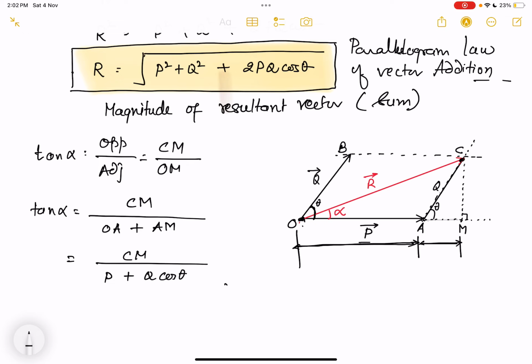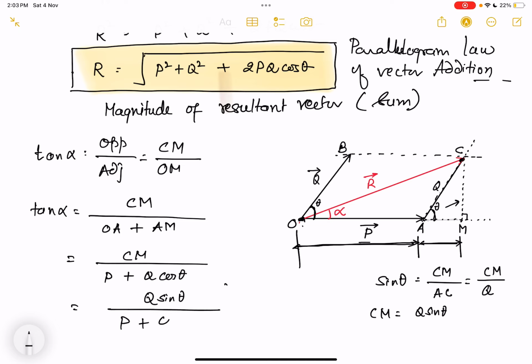Now if you look at the drawing carefully, CM is opposite to theta. So opposite है तो I can use a sine function. What is sine theta? CM upon CA, that is hypotenuse. I think we have to call it AC. So CM upon AC. AC is Q. So CM क्या होगा? Q sin theta. So I can write Q sin theta upon P plus Q cos theta. This is tan alpha.